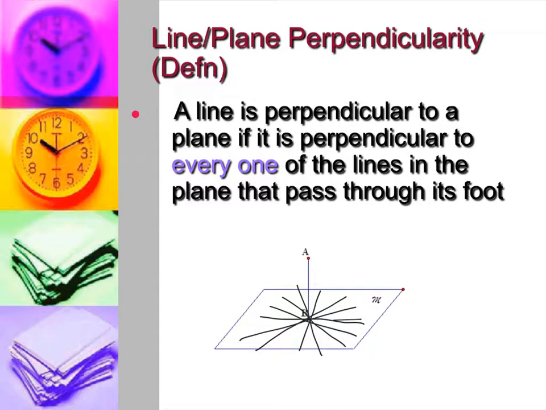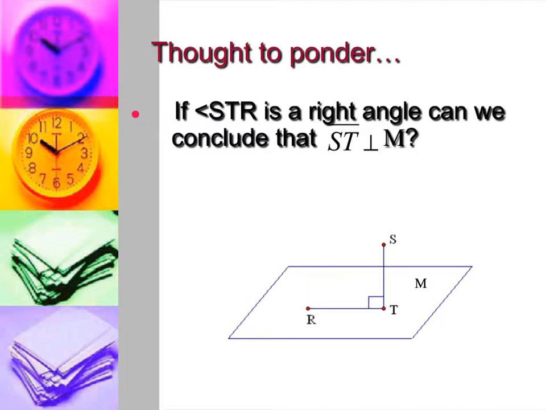It seems a bit excessive to have to say that AB is perpendicular to all those just to prove that it's perpendicular to the plane. Well, fortunately for us, there's a theorem that can help us prove it a little bit easier. So a little thought to ponder here. Say we've got ST is a line that's intersecting our plane at T. RT lies on the plane M. If ST was perpendicular to RT, could you guarantee me that ST was also perpendicular to the plane? Meaning every line that runs through T is perpendicular to ST.